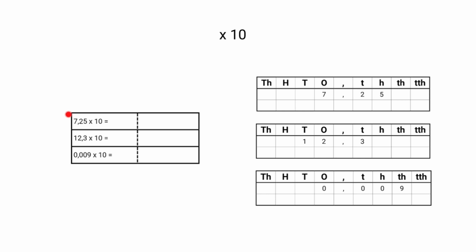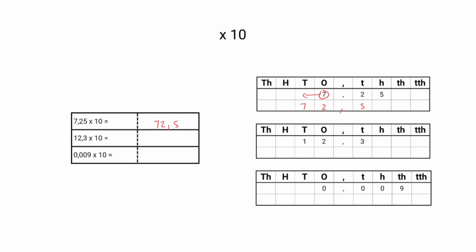There's 3 examples that we're going to work through, and you can see they're all being multiplied by 10, which means that every digit has to move one column over to the left because it's getting 10 times bigger. So if we look at 7,25, we're going to put the 7 into the tens column. It's going to move one place to the left, and then we can just line all the other digits up. So we land up with 72,5.